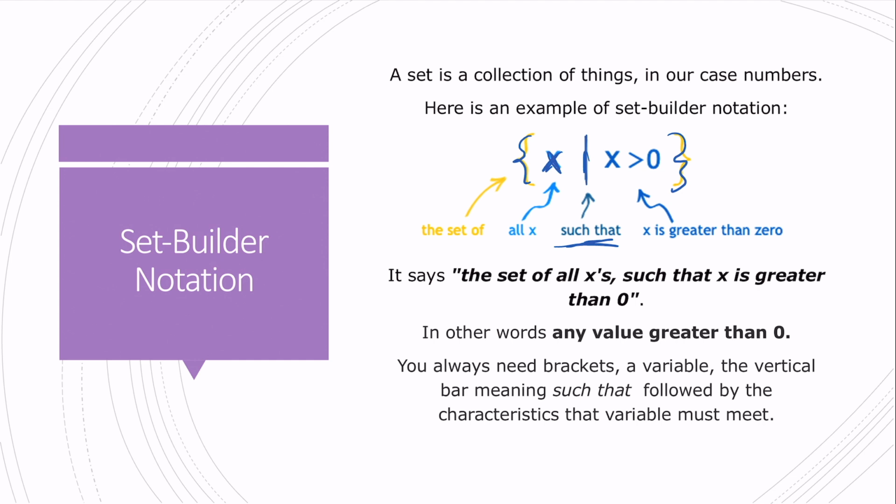You'll always need brackets, a variable, the vertical bar meaning such that, and the characteristic that's being met. So x is greater than 0. In our previous example, I said x was less than 2. So for that example, in set notation, since I can't write out every single number when x is less than 2, that would take the rest of my life, plus some, I can write the set of all numbers x, which is our variable, such that x is less than 2. And this just tells me any number as long as x is less than 2.